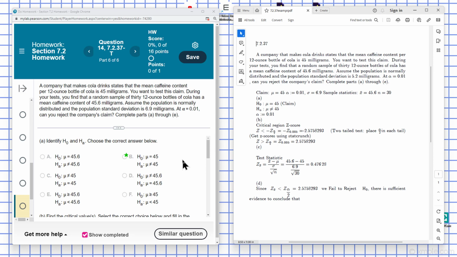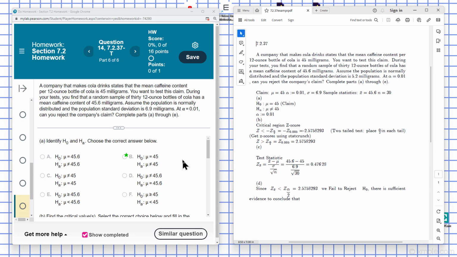Question. It's chapter 7, section 2, problem 37. The company that makes cola drinks states that the mean caffeine content per 12-ounce bottle is 45 milligrams. You want to test the claim. During your test, you find that a random sample of 30 12-ounce bottles of cola has a mean caffeine content of 45.6 milligrams. Assume the population is normally distributed and the standard deviation is 6.9 milligrams, at a level of significance of 0.01. Can you reject the company's claim?